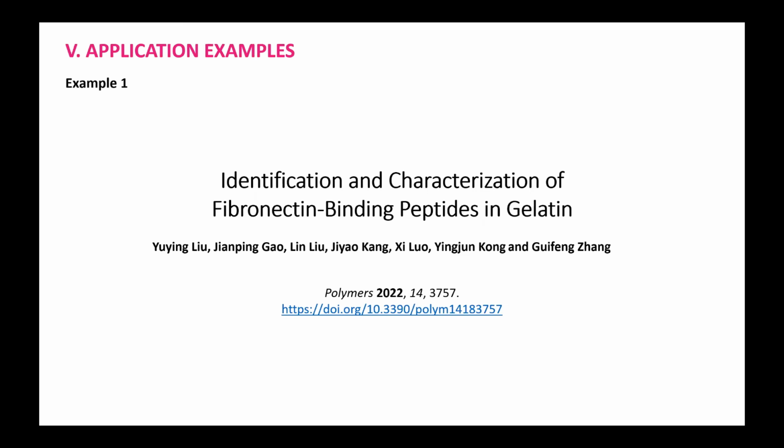Hi, so for the next part I'm going to introduce you to an example in which they use mass spectrometry to study the interaction between protein molecules. The name of the article is Identification and Characterization of Fibronectin Binding Peptide in Gelatin, written by Yu-Ying Liu, published in Polymer Journal in 2022.